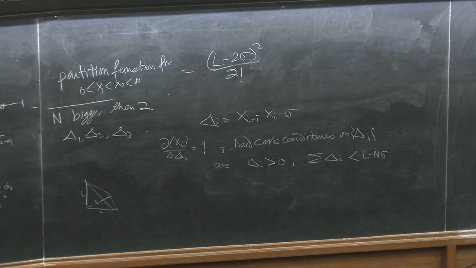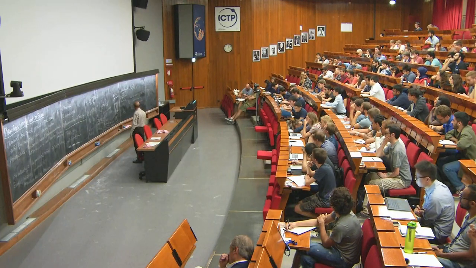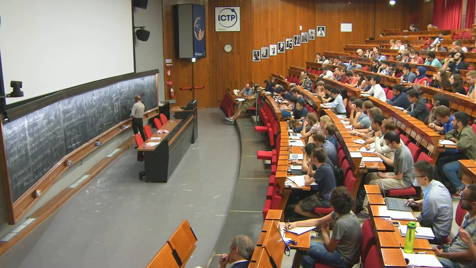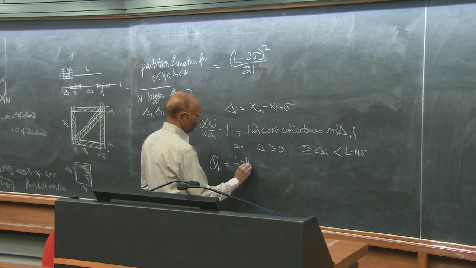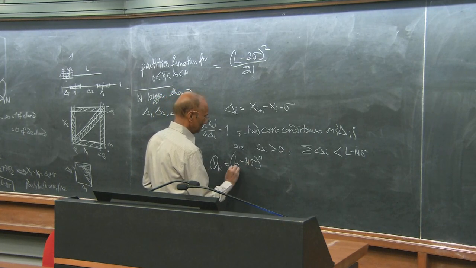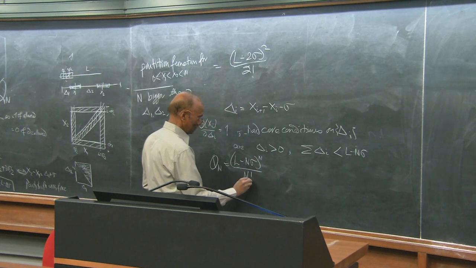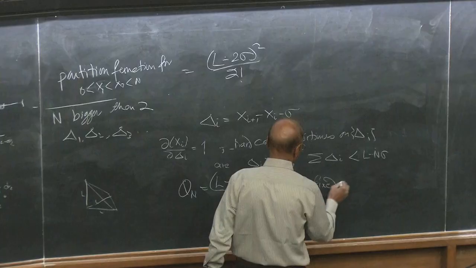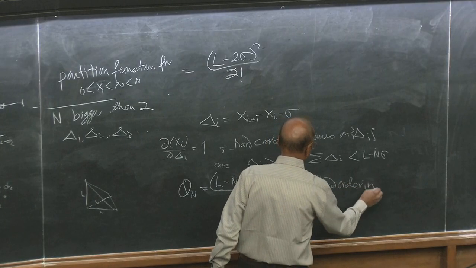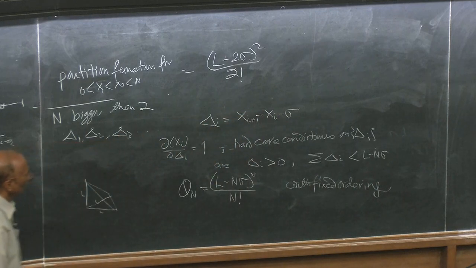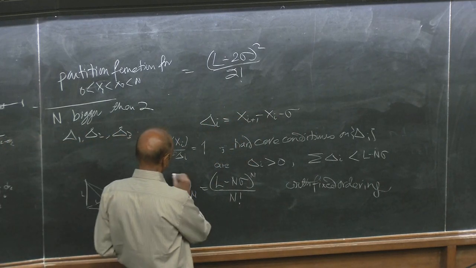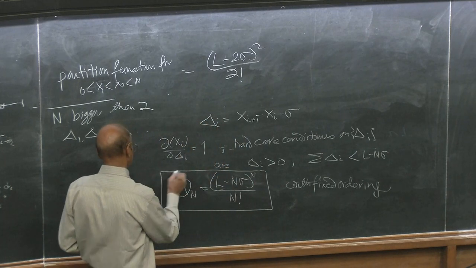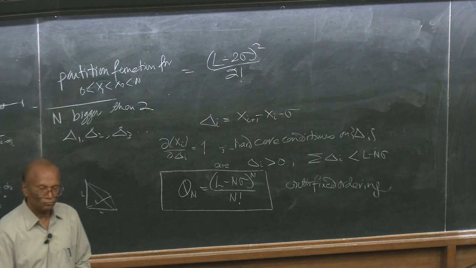Now that's one of those things one has to remember. Okay, so Qn is equal to (L minus N sigma) to the power N divided by N factorial, with fixed ordering. So that is the main result. It was rather straightforward.